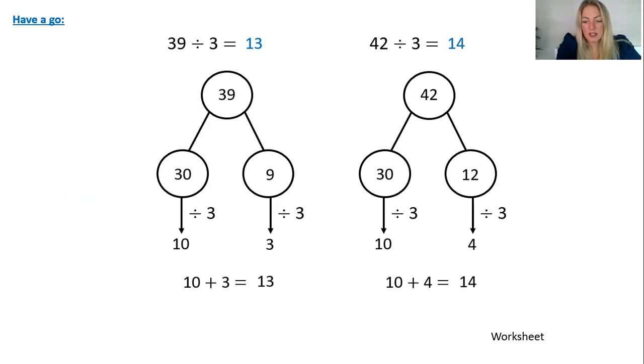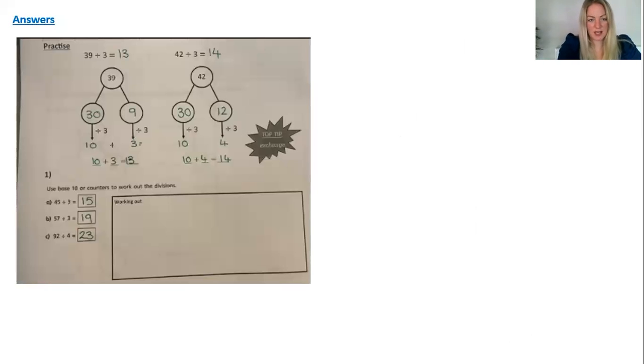So I would like you now to have a go at your worksheet. Can you use the flexible partitioning method to help you complete the questions? Good luck. Pause the video now. Well done. You should have done that. And here are your answers for your practice. Question 1. So pause the video and just have a look at those.